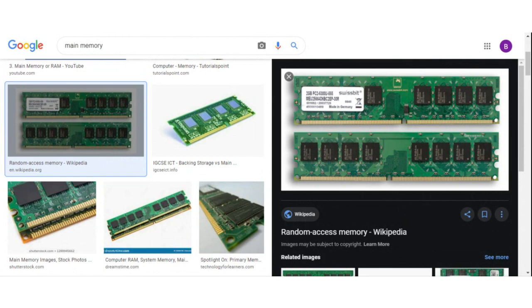The ROM is more reliable than the RAM. The information stored on the ROM is static, so it does not require regular refreshing. And lastly, the content of the ROM cannot be changed accidentally.